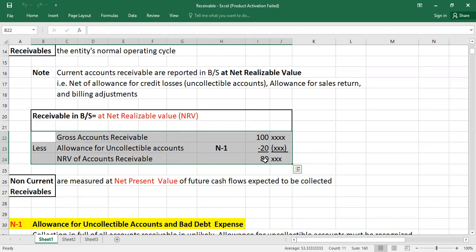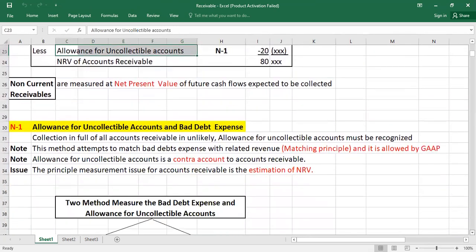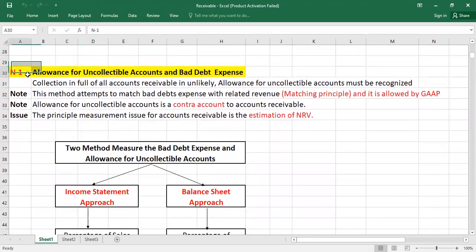Now the question is, what are the gross account receivables and what is the allowance for uncollectible accounts? You can see it is mentioned in note 1. Let me first explain what the allowance for uncollectible accounts is. Moving to note 1, allowances for uncollectible accounts and bad debts expense. This is really important. This is our topic for today's video.